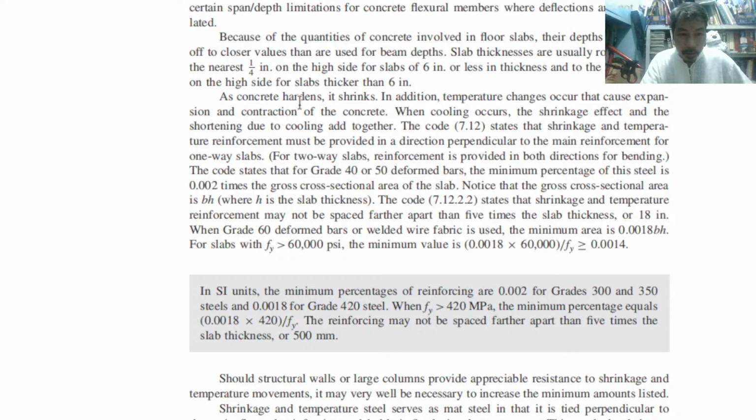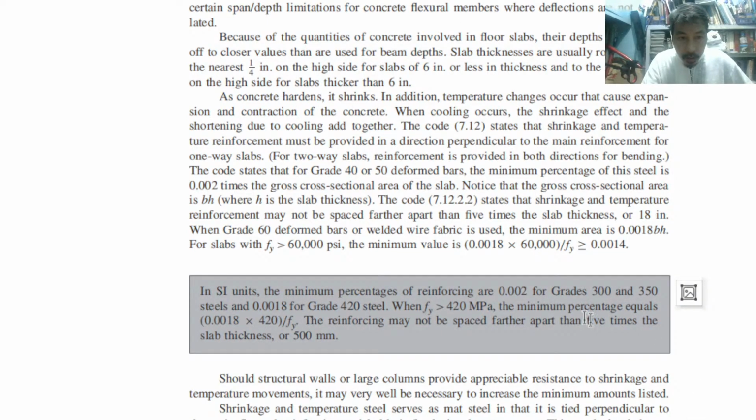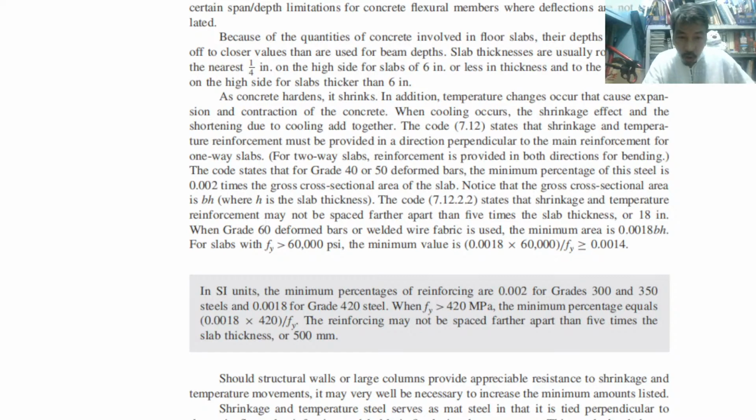For SI units, the minimum percentage of reinforcing is 0.002 for grade 300 and grade 350 steel, and use 0.0018 for grade 420. These have to be memorized. 0.002 is the value of rho for grades 300 and 350 and 0.0018 for grade 420. You have to memorize this.